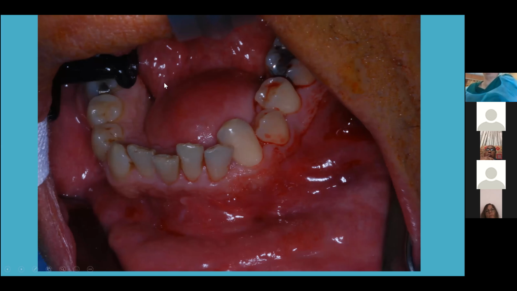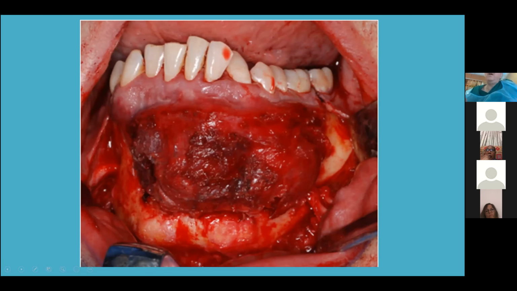Here is the tumor. We can see a very large mass in the floor of the mouth expanding into the buccal. This gentleman obviously walked around with this for a very long time. We made an intraoral incision on the buccal and the lingual, trying for closure.